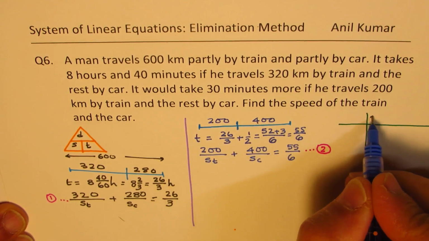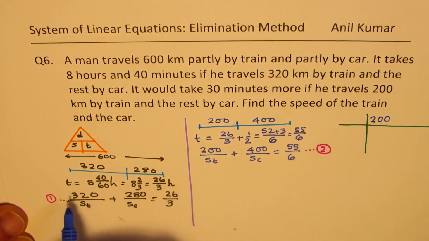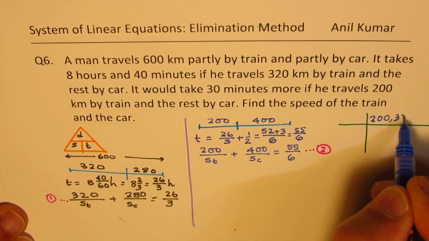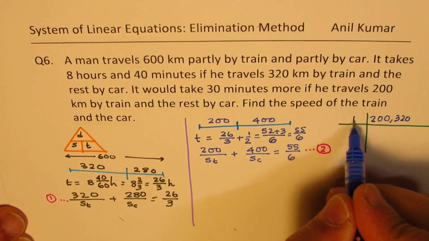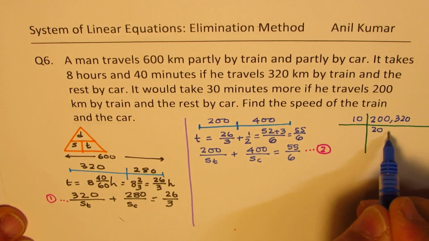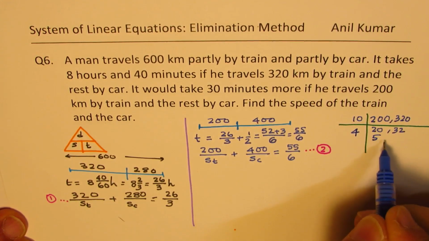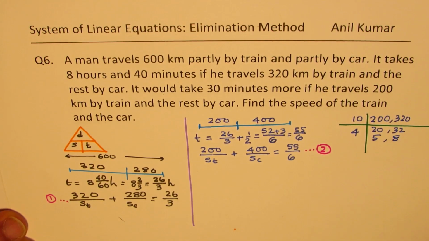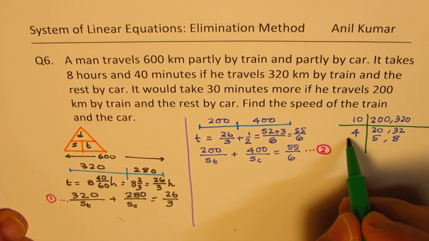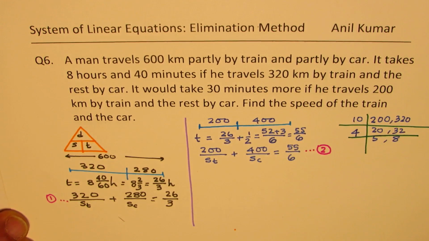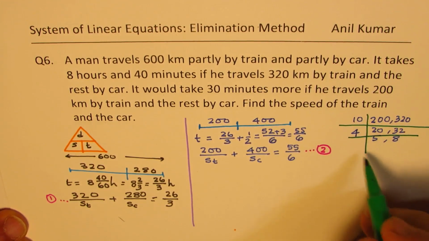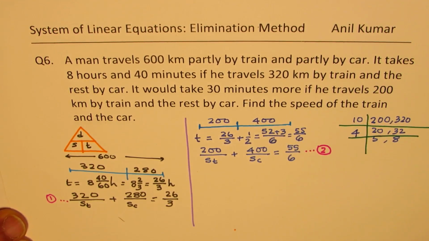We want a common multiple for 200 and 320, right? So I could divide both by 10, so I get 20 and 32. Both I can divide by 4, I get 5 and 8. Now we don't have anything common to take away. So this calculation is for the lowest common denominator, correct?